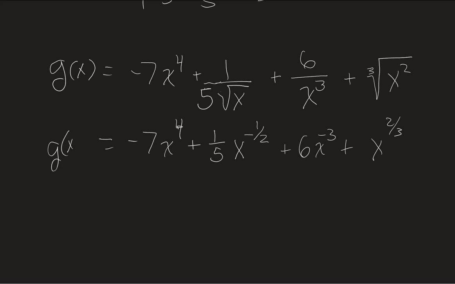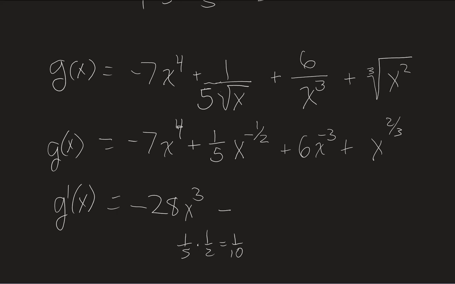Now we need to take the derivative. So that'll be -28x to the 3rd minus 1/5 times 1/2 is 1/10. When you multiply, you just multiply across. So that's -1/10 x. Now I need to subtract 1 from 1/2. So -1/2 minus 1. So -1 is -2/2. So that's -3/2. X to the -3/2.